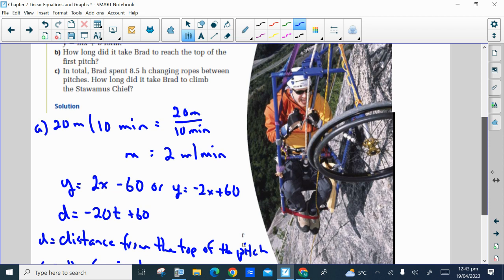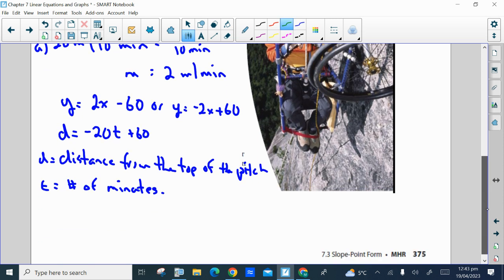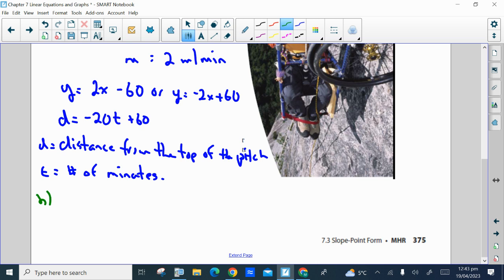Part B, how long did it take for Brad to reach the top of the first pitch? So there'll be a couple ways we can do this, but I'm going to do it using the equation, right? D is the distance away from the top of the first pitch. So if he's made it to the top of the first pitch, that means D is 0. And we want to know, what does T equal? What value of T will make D equal to 0? So I'll take the equation D equals negative 20T plus 60, and I'll let D equal 0.